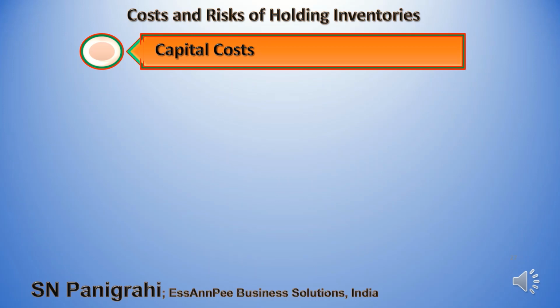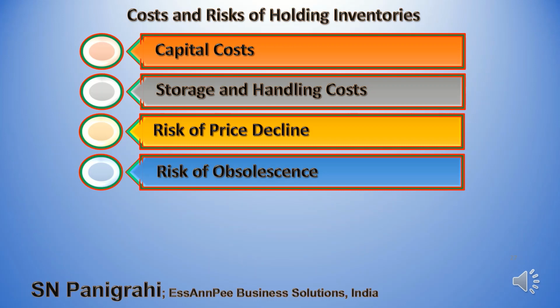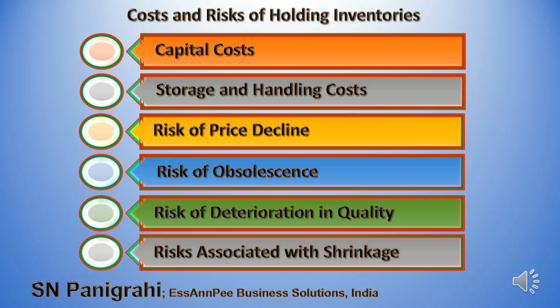Capital costs, storage and handling costs, risk of price decline, risk of obsolescence, risk of deterioration in quality, risks due to shrinkage. Inventory shrinkage occurs when fewer items are found in stock than in the inventory list as per records, due to clerical error, goods being damaged, lost, pilfered, or stolen between the point of receipt and the point of stock taking.